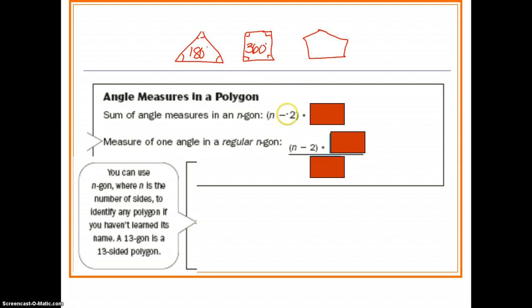You take the number of sides, that's what n is. Again, n is the number of sides, and it says that in that little bubble. And if you need to identify a polygon, if you haven't learned its name, you can say a 13-gon is a 13-sided polygon. So you just say n-gon. So if it's 12-sided, you can say 12-gon. So take n minus 2 and multiply by 180.